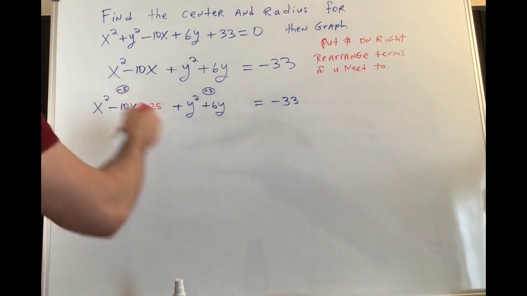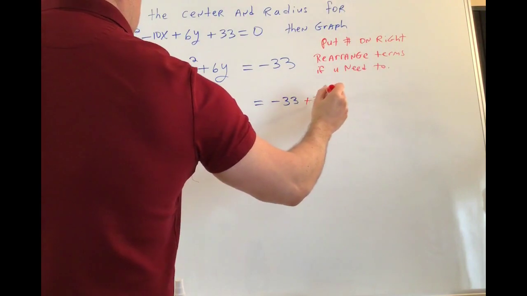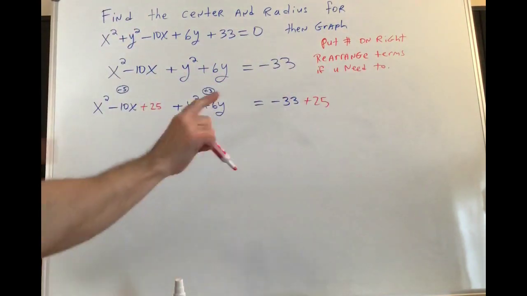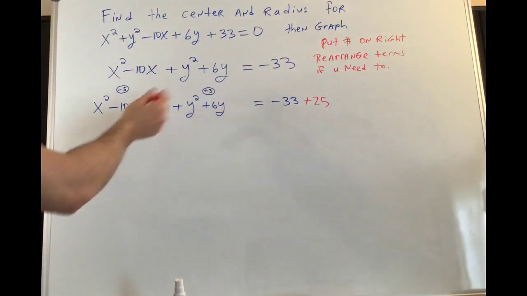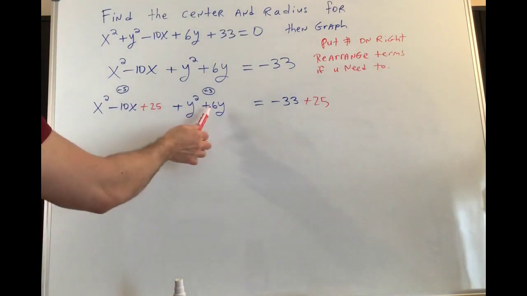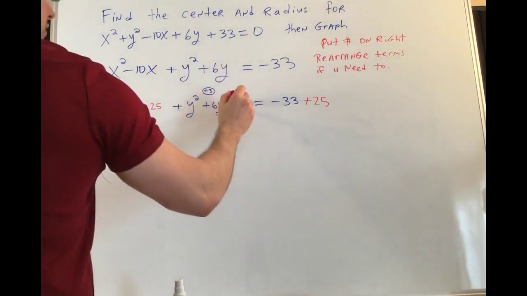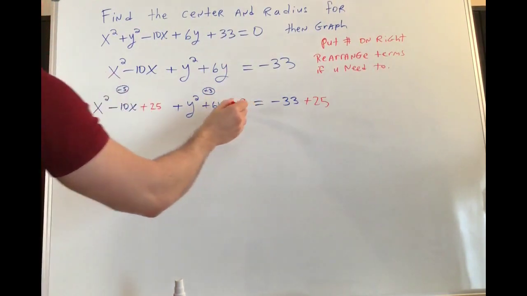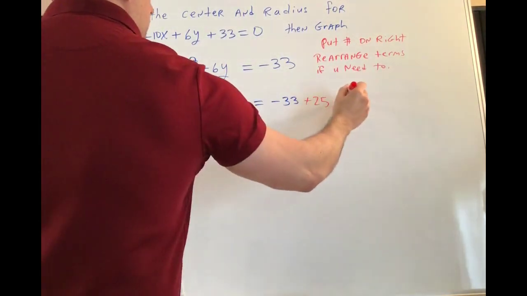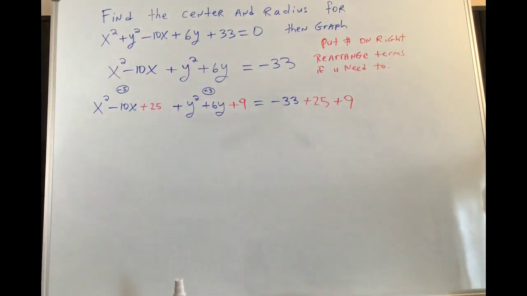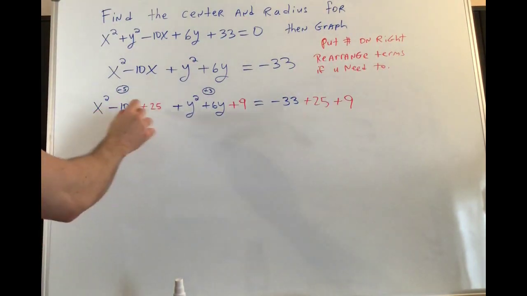Whatever you do there, you better do over here. Right? You've got to keep your scale balanced. Whatever you add to the left, you've got to add to the right. So I cut 6 in half, I got 3. Square it, add it to both sides. You only put it here, but I also have to add it over there. There you go. You see? Boom.